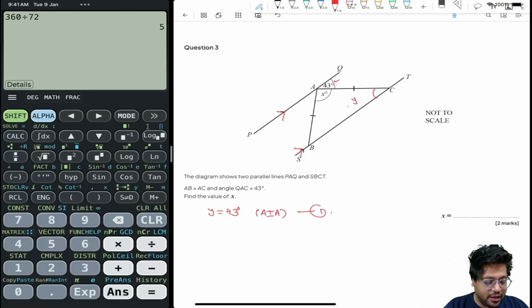Right, now because ABC is an isosceles triangle, this will also be the same as y. So that angle, let's call this Z. So Z is also 43, and the reason is isosceles triangle.